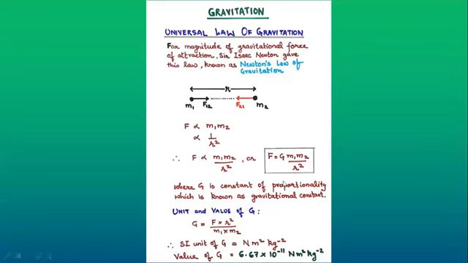What is G? G is the constant of proportionality. It is known as the gravitational constant. What is its SI unit? Using the formula G is equal to F into r square over m1 into m2, which we obtained from here, we get the SI unit of G as newton meter square kg inverse square, and its value is 6.67 into 10 power minus 11 newton meter square kg inverse square.